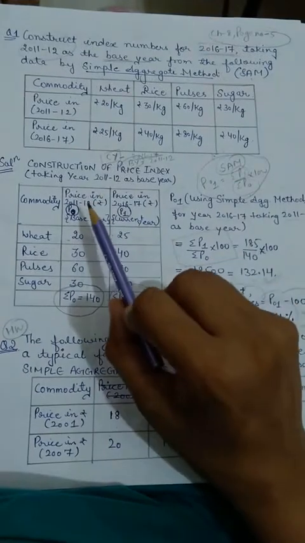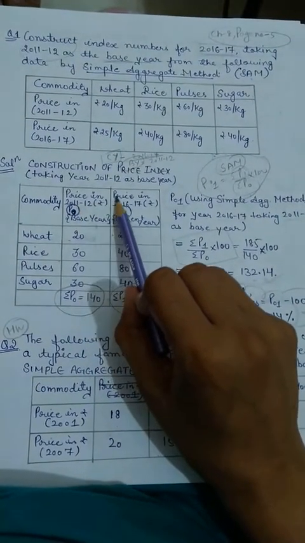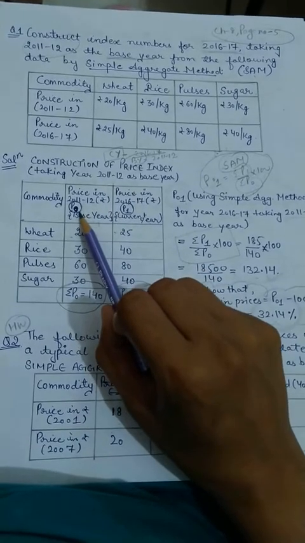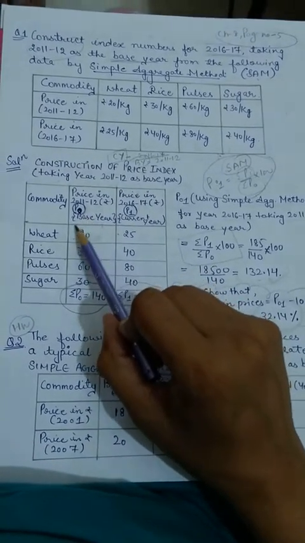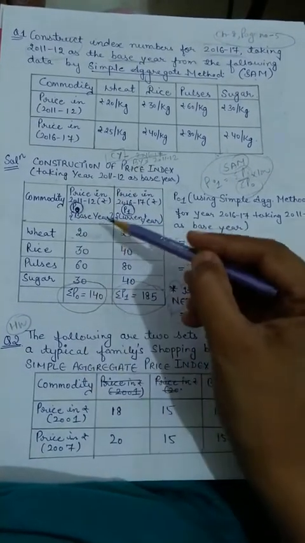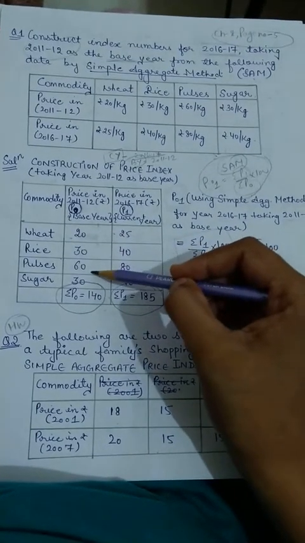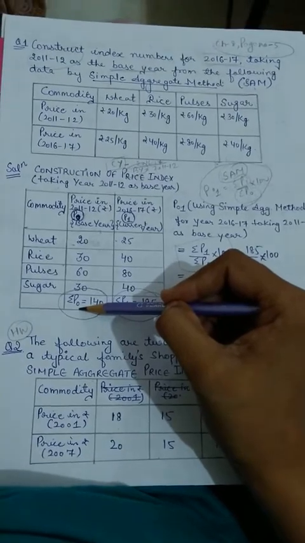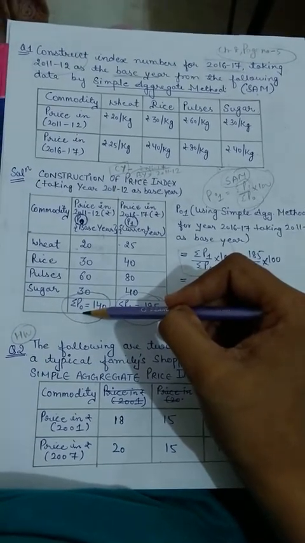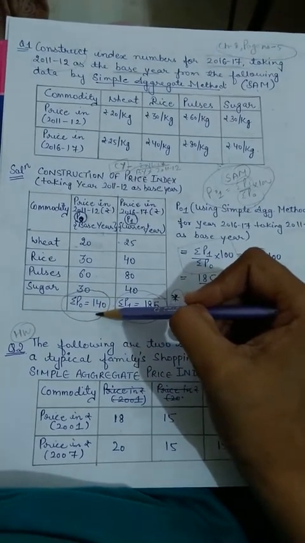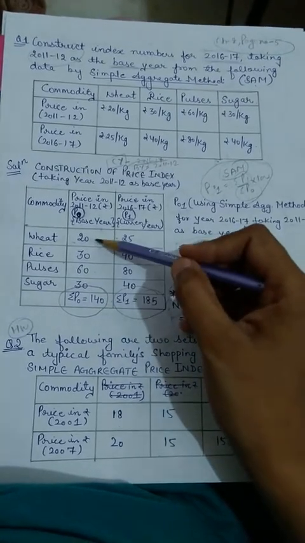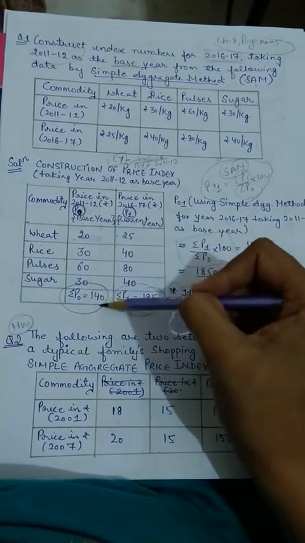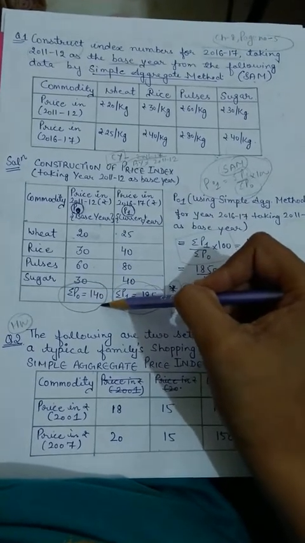Then is the price in 2011 and 12. We will denote it by P0. It will be your base year prices, that is 20, 30, 60, 30. It will be denoted as sigma P0, that is 140. We will add these all: 20 plus 30, 50, 50 plus 60, 110 plus 30, 140.